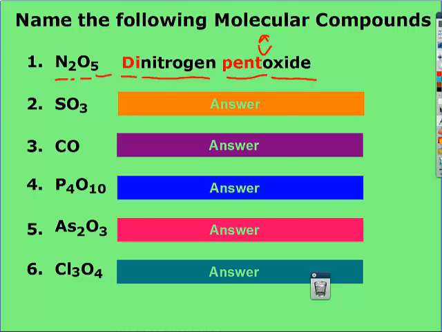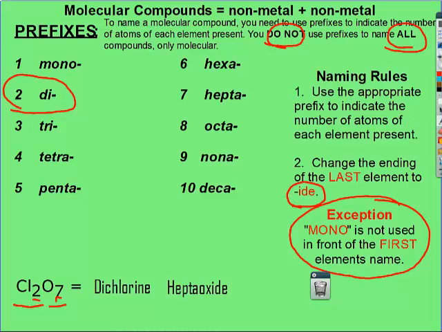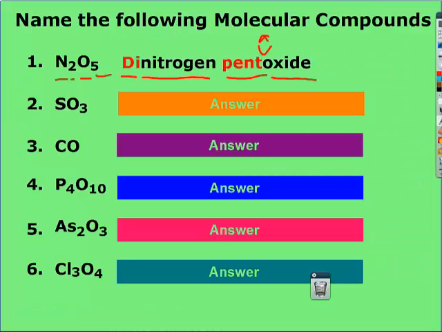SO3. So for one, it's going to be mono. Okay, it is mono. Exception, look at the exception over here in this corner. Mono is not used in front of the first element's name. So since the first one is mono, we don't put the word mono, because there's only one, but it's the first element, so you don't put it in there.